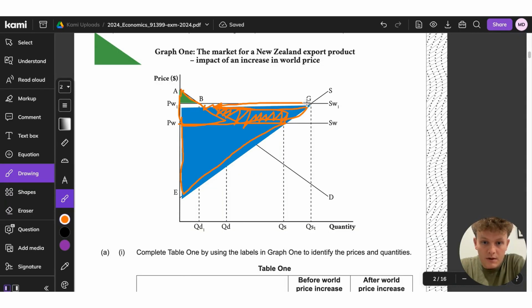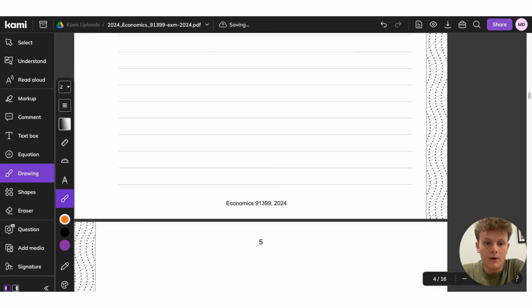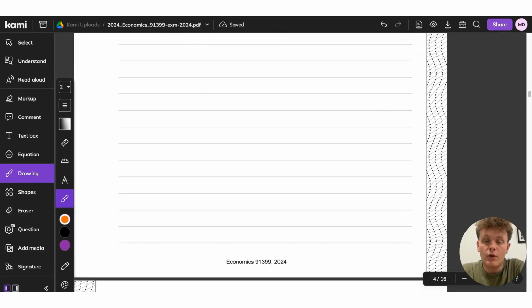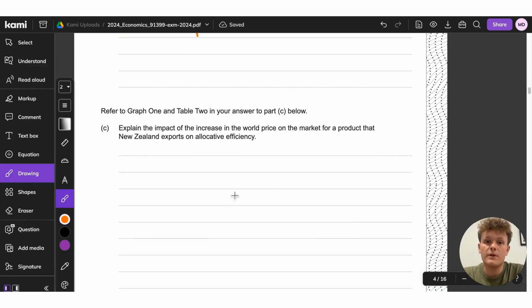So this area has changed from being consumer, now it's producer. And this has increased. So we're allocating our resources more efficiently because we're getting more surplus. So there's no deadweight loss to talk about, but we can talk about the other things, which is that the total area of consumer plus producer surplus has increased allocative efficiency, and there's still no deadweight loss present. So the market is more allocatively efficient when the surpluses have increased and the surpluses are still maximised.